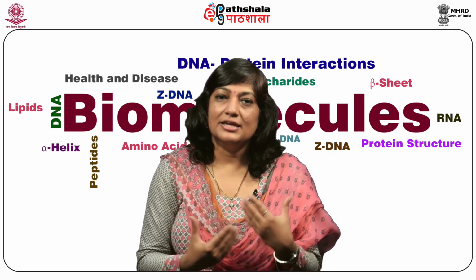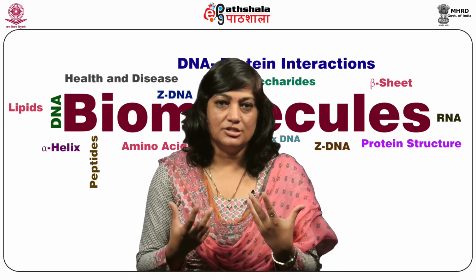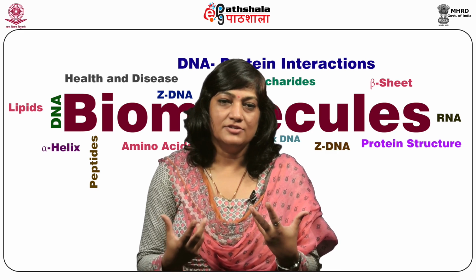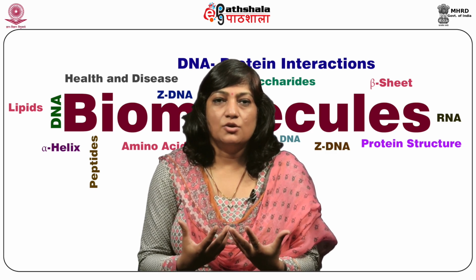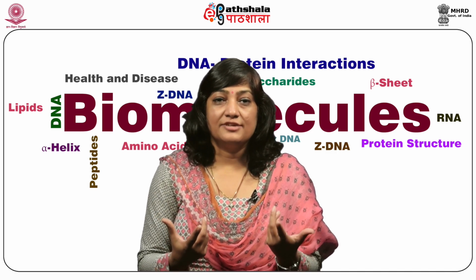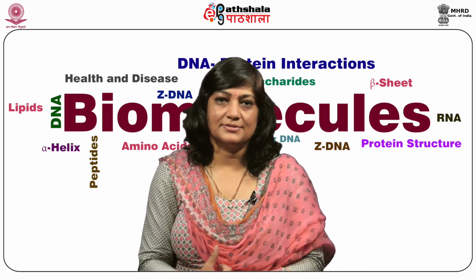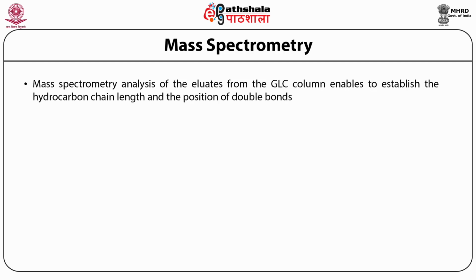So using this technique, mixtures of fatty acids with various degrees of unsaturation and different chain lengths can be resolved. Coupled to mass spectrometry, this is a very powerful technique which leads to the identification of individual fatty acids with different degrees of unsaturation and different chain lengths. As the eluates come out of the GLC column and enter the mass spectrometer detector, mass spectrometry analysis will establish the hydrocarbon chain length and the position of the double bond in the fatty acids.